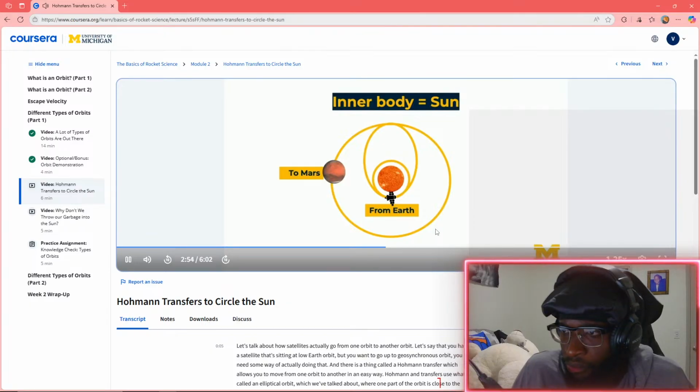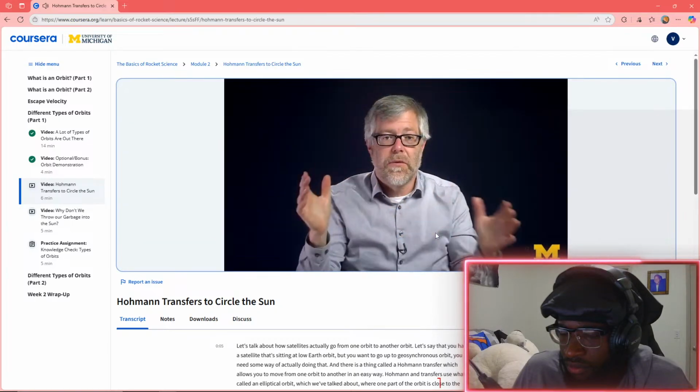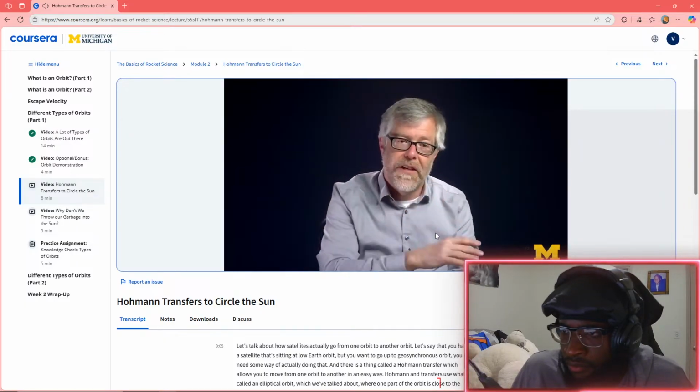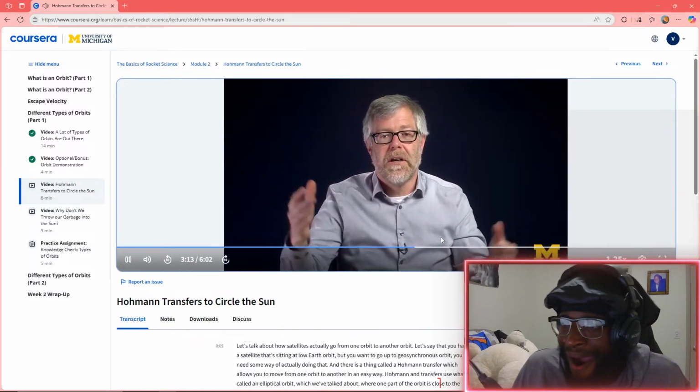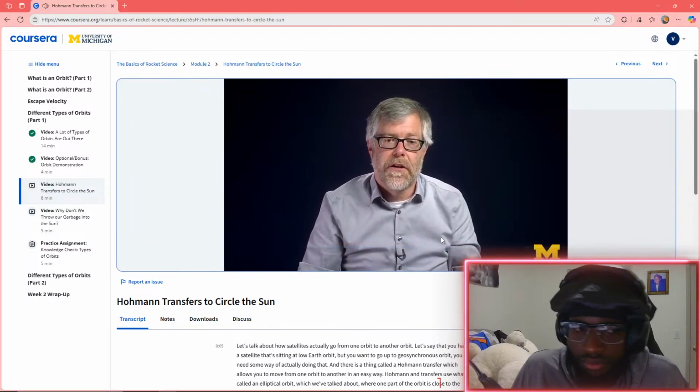You have Earth's orbit around the sun, you have Mars's orbit around the sun, and you use a Hohmann transfer to go from the Earth to Mars. And you could do this with any planet to planet. You could go from Venus to Earth or Earth to Venus. You could go from Earth to Jupiter, Earth to Pluto, whatever you would like to do, you can use this Hohmann transfer.